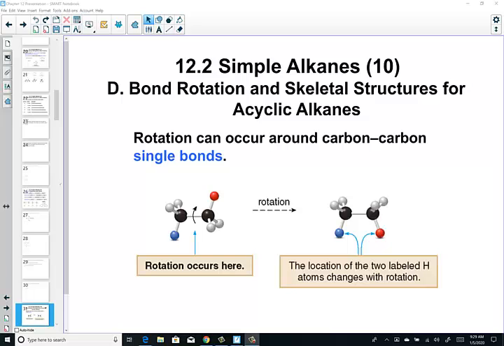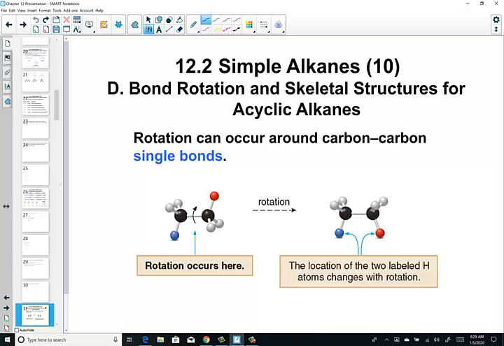And this particular section continues talking about alkanes, and we're picking up with bond rotation and skeletal structures for acyclic alkanes. I recall saying earlier in the lesson about freedom to rotate on any single bond. So keep in mind, as you're investigating whether or not compounds are indeed the same or different, don't let the rotation of the single bond bother you.